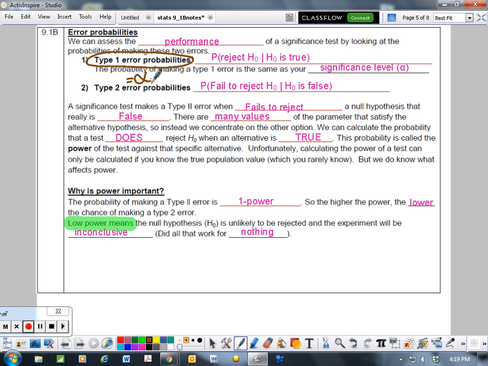So a type 2 error occurs when we fail to reject a null hypothesis that is really false. But there are many possible values of the parameter that satisfy that alternative hypothesis. And the true parameter value determines that probability, because remember, that's how we get that probability curve. And so that value adjusts, and if we don't really know what the true parameter is, it's really hard to calculate that. Now we can calculate the probability that a test does reject H0 when the alternative is true. Again, that probability is called the power of a test.